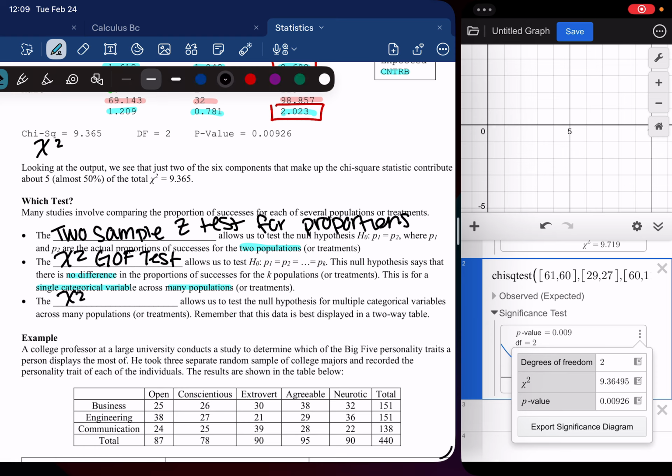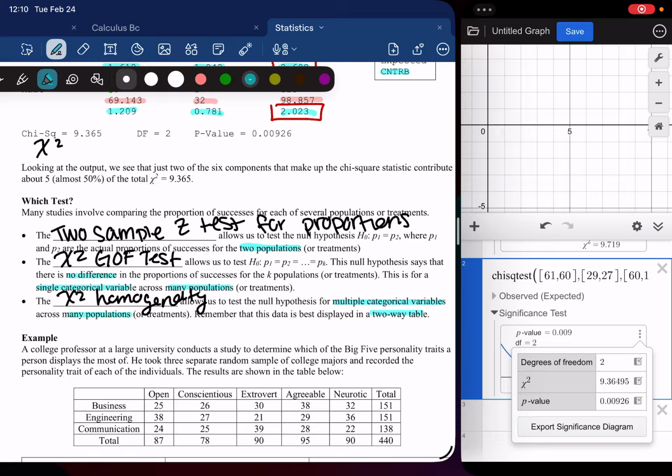Then we have chi-squared for homogeneity. This allows us to test the null hypothesis for multiple categorical variables across many populations. Remember, this data is most likely displayed in a two-way table. So when you're reading the problems, you're going to be looking for that information that I highlighted to determine what type of test you're doing.